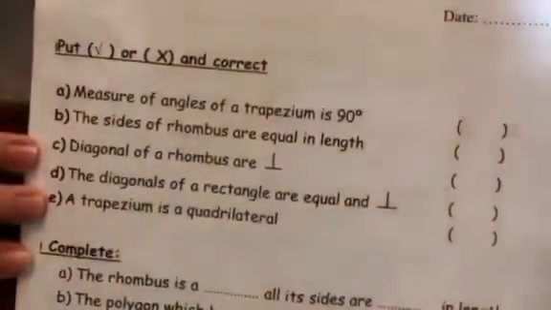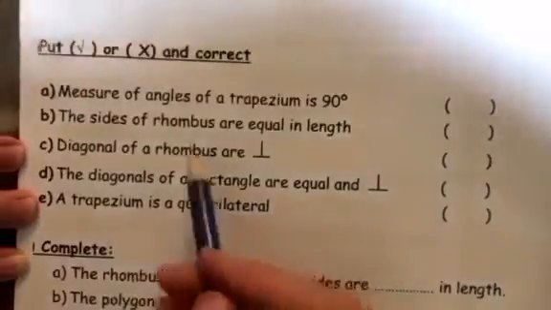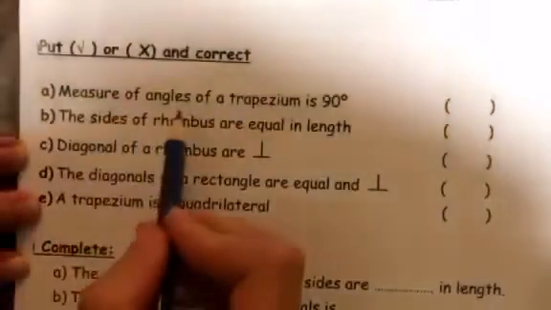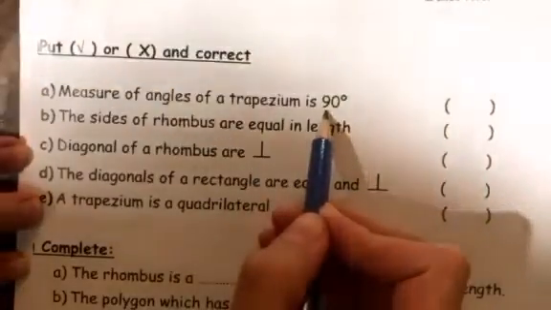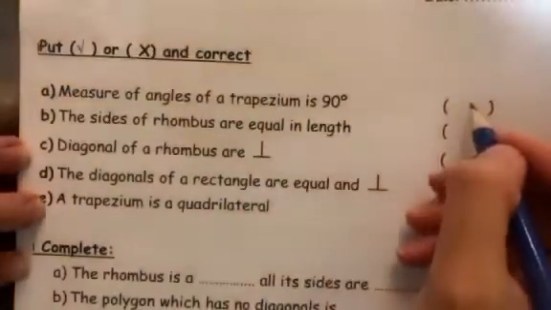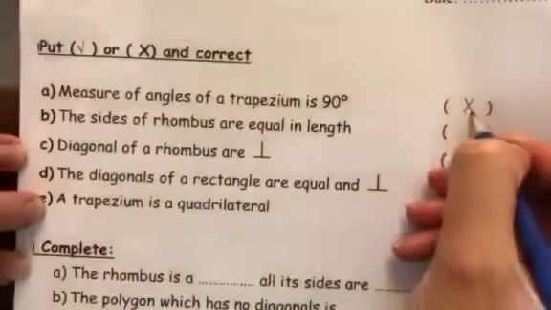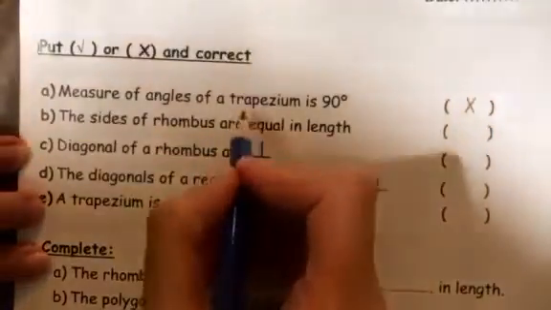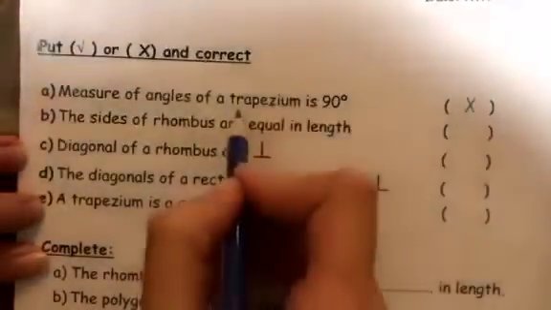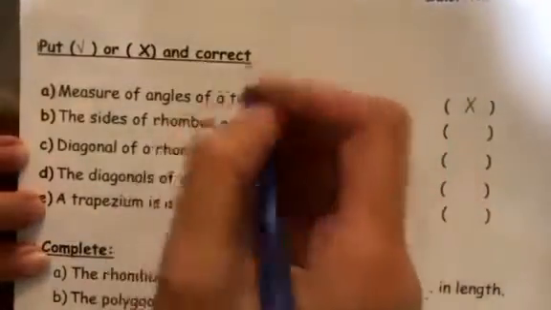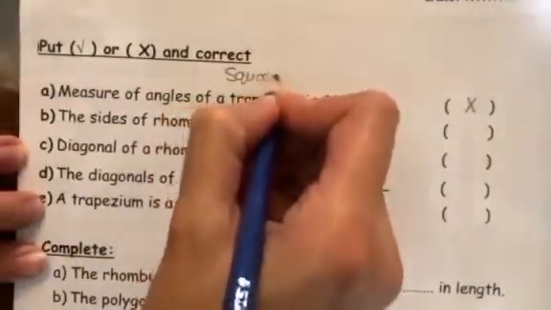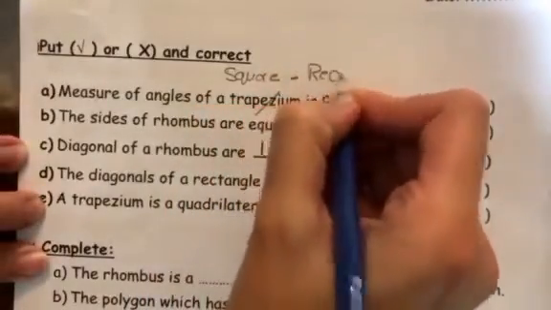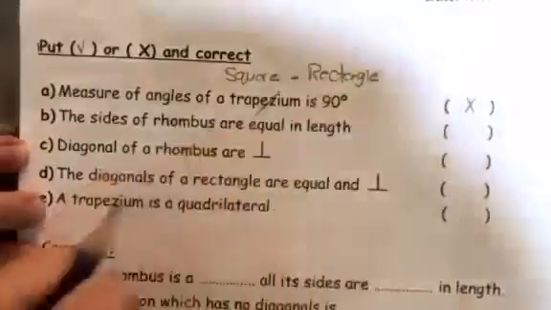Go to page 102. Here he wants you to put right or wrong, and if it's wrong, you will correct it. Measure of the angles of trapezium is 90. Is it right or wrong? No, it's wrong. It's not 90. So what is the polygon that has 90 degrees? You have the square or the rectangle. Both of them are correct.